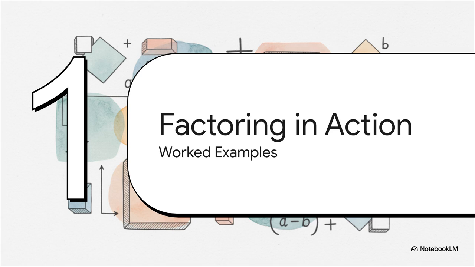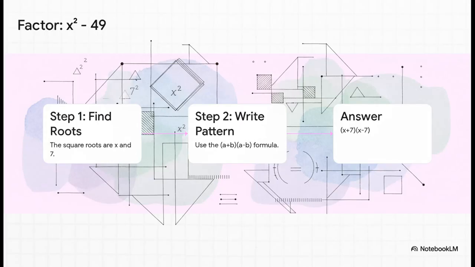All right, enough with the theory. The best way to really get this trick is to see it in action. So let's just dive in and walk through a few examples together. Let's start with a classic, x squared minus 49. First, let's run our checklist. Two terms? Yep. Minus sign? Check. Are both terms perfect squares? Absolutely. The square root of x squared is just x, and the square root of 49 is 7. So now you just plug them into the pattern. x plus 7 and x minus 7. And that's it. You're done.